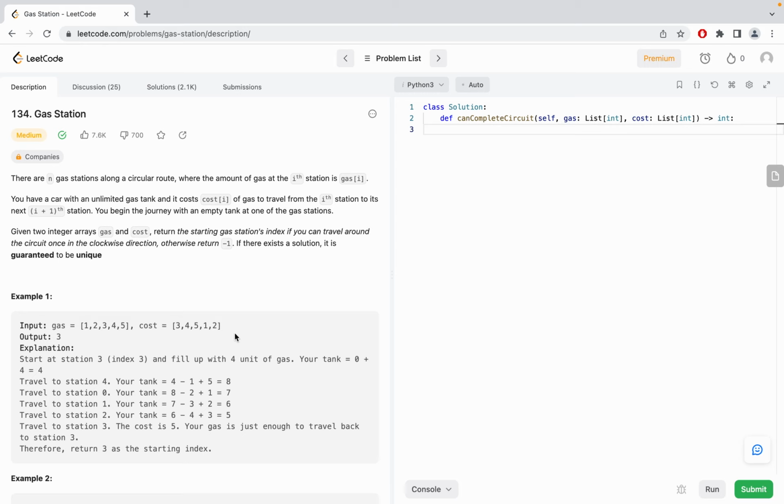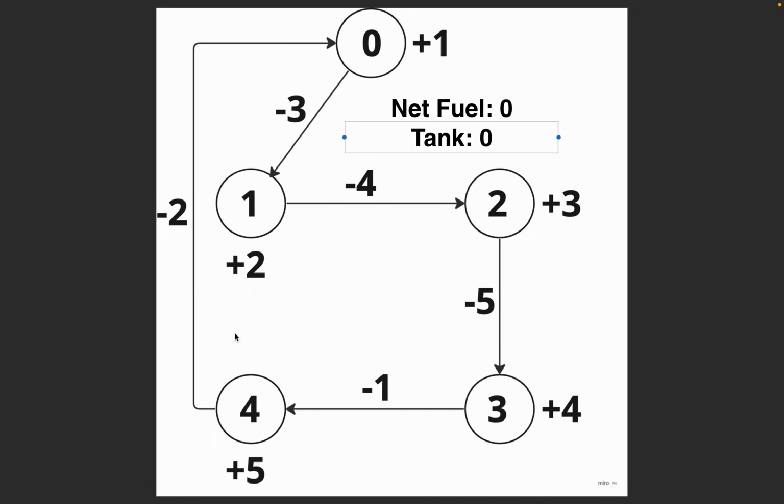Now, let's go to the conceptual portion of this explanation. Okay, this is a diagram of example 1 on the Leetcode website. The easiest solution that we can come up with at this point is to do a brute force solution. Now, the brute force solution basically involves testing every single gas station. Each of these could be potential starting gas stations.